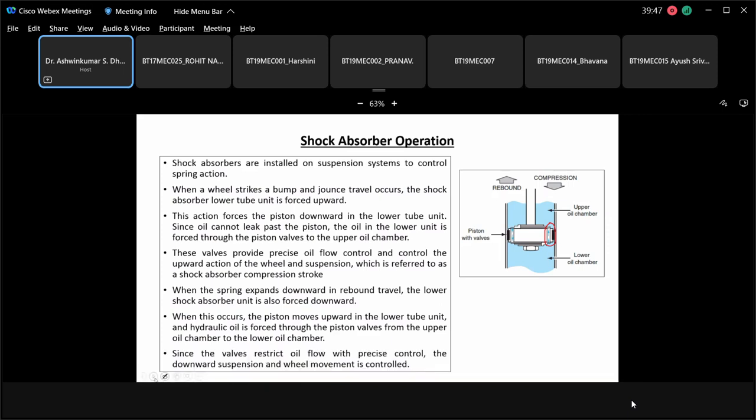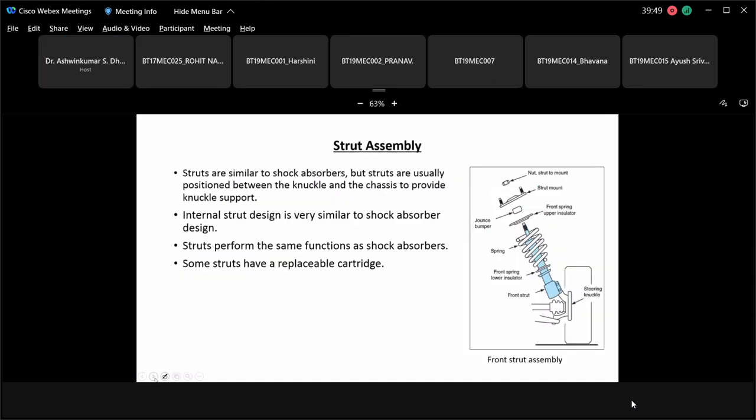Since the wall restricts oil flow, this is okay. Now the strut assembly, this is the additional thing which I wanted you to understand. Struts are similar to shock absorbers. This McPherson strut assembly we have seen in the independent suspension system.